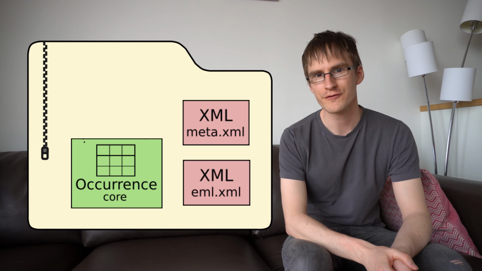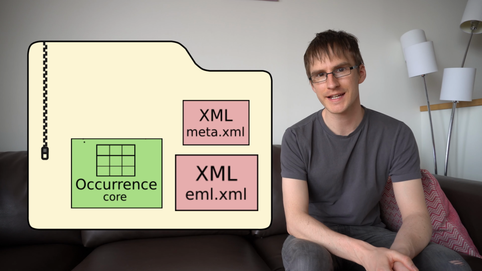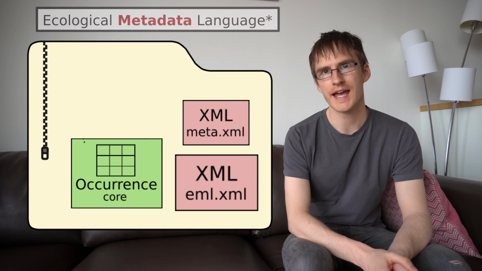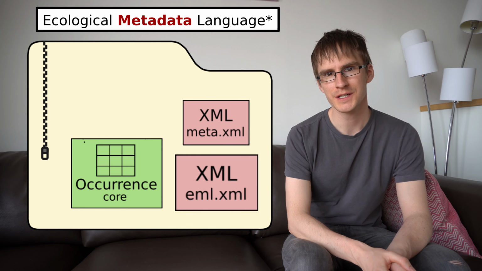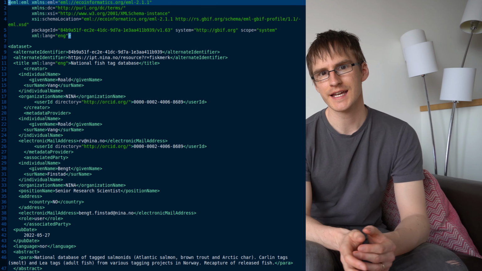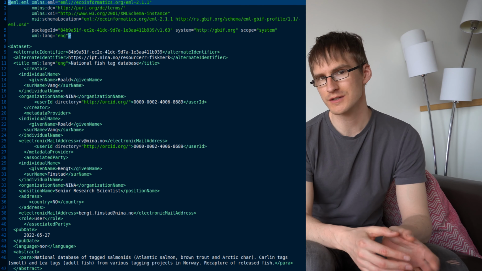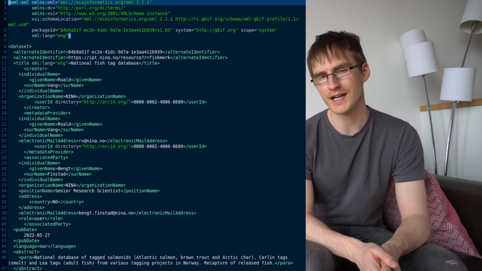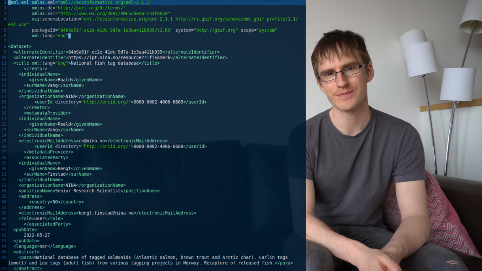And then we have this other file, this eml.xml. EML is the Ecological Markup Language, and this describes the dataset as a whole. So things like who's involved in collecting the data, a title, and so on.